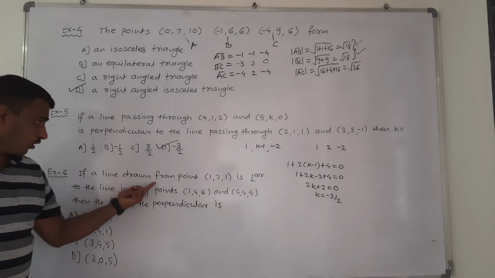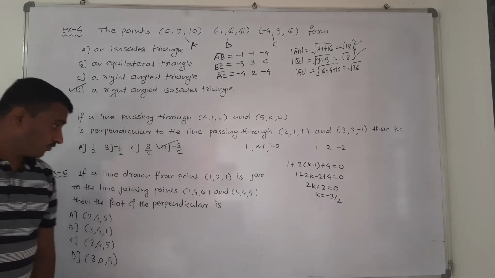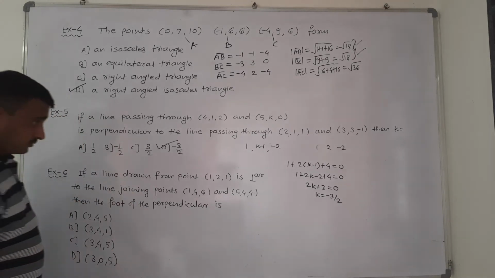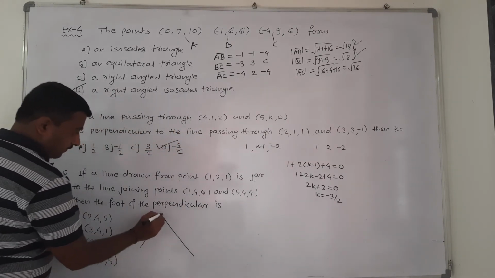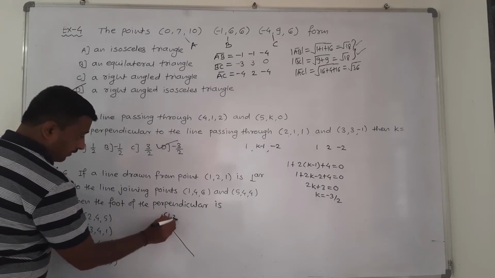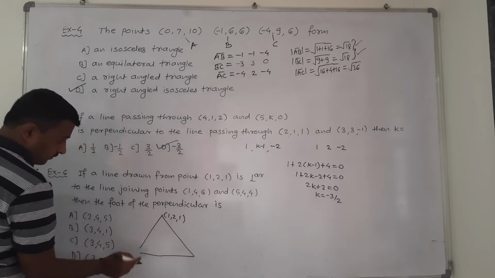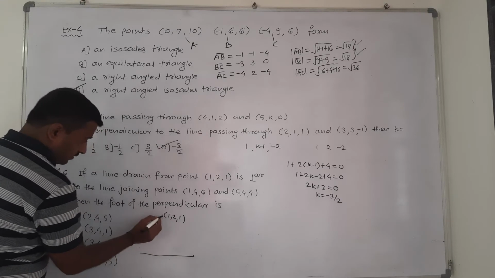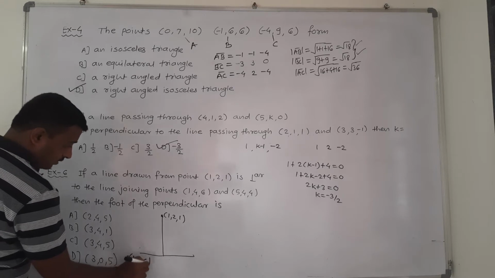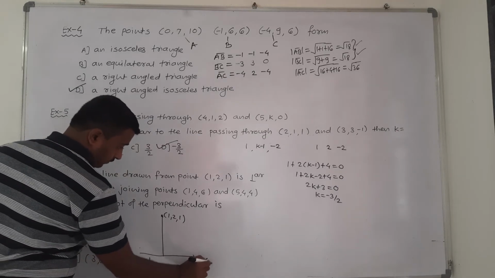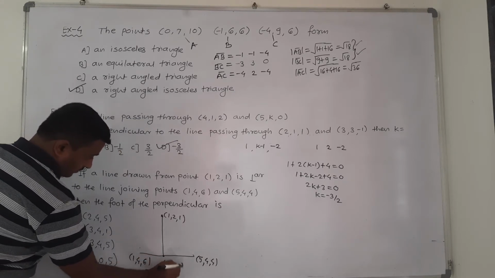Next, if a line drawn from point (1, 1) is perpendicular to the line joining points (1, 4, 6) and (5, 4, 4), then the foot of perpendicular is. What is the question? Check the question first. If a line drawn from this point is perpendicular to the line joining these points, there is no need of this triangle. First point is (1, 4, 6), and second point is (5, 4, 4). And the foot of perpendicular, I suppose this point as ABC.